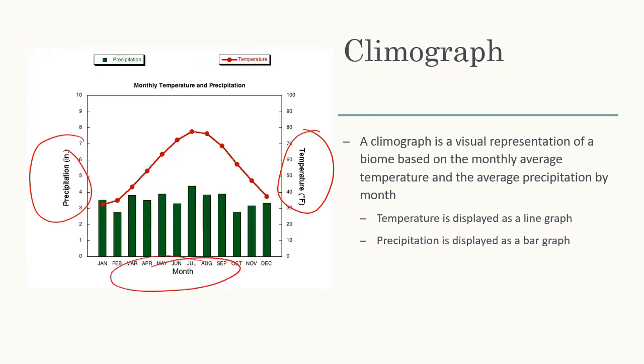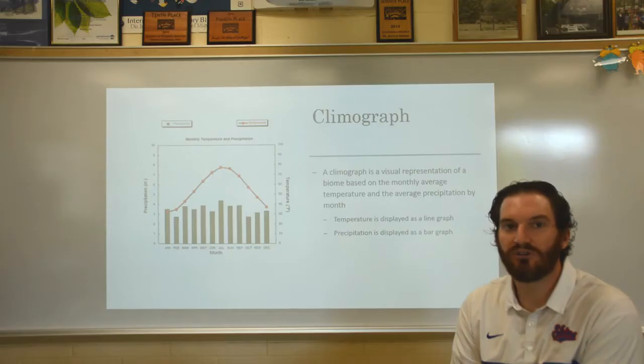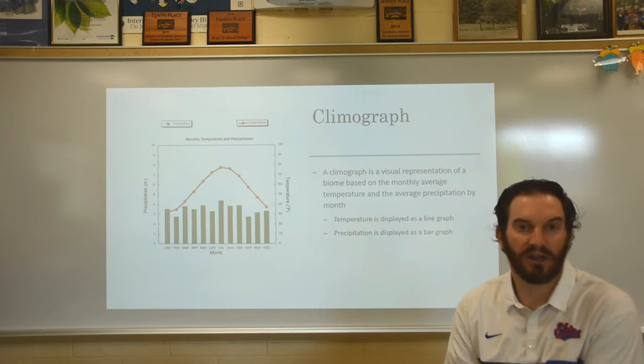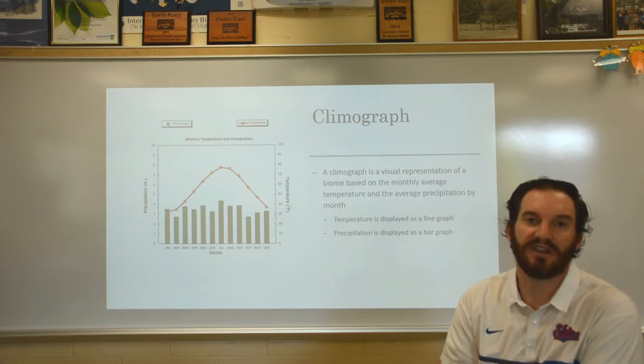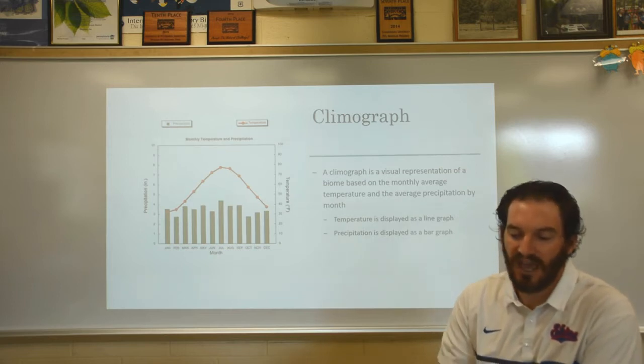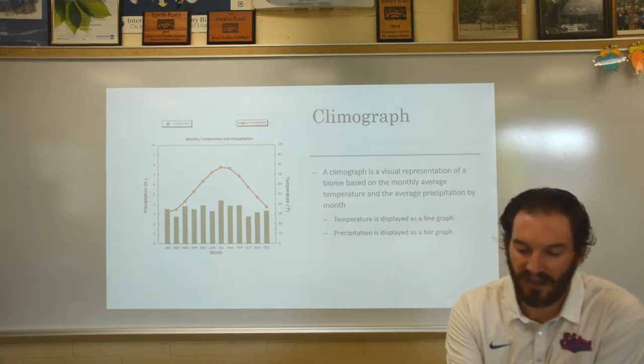Along the x-axis here, you have months of the year. And it starts with January and then it ends with December. This is how we create our climographs. And then what you do is you pump in all the data for it. Now, again, we have temperature and precipitation. So what we are going to do is we're going to take the average temperature of the month, and what we're going to do is display that as a line graph.